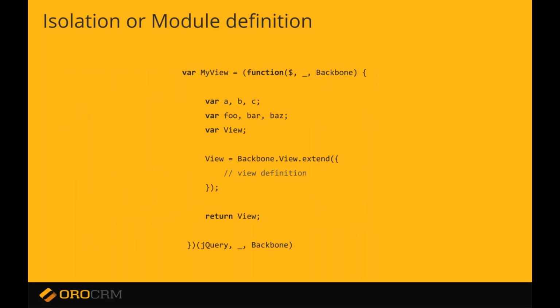Okay, go further. The same immediate or self-invoked function is widely used for module definition or for isolation. Let's say we want to create some functionality, and for that functionality we need numerous utility variables. If we did it in the global scope, all of those variables would spoil, would pollute the global scope.